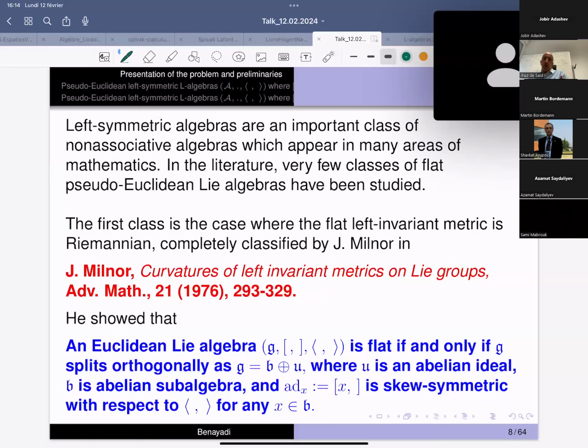The study of all these Lie algebras is very difficult, I think. The first class is the case where the flat left-invariant metric is Riemannian. This class is completely classified by John Milnor in this paper.